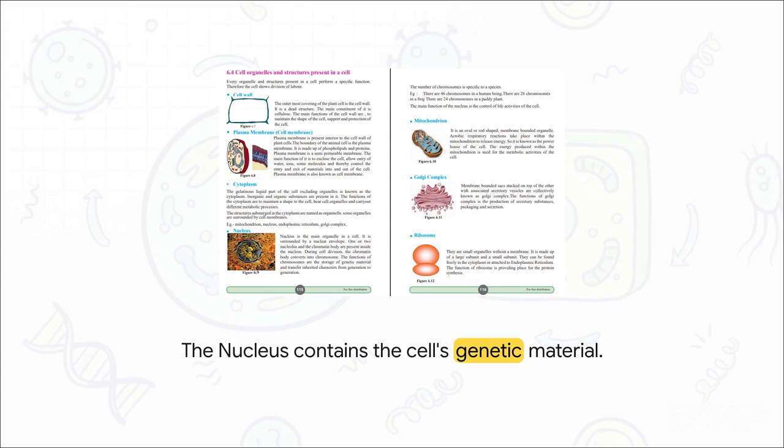This is the big boss, the command center, the city hall of the cell. It holds all the genetic material, the DNA, which is the master blueprint for everything the cell is and everything it does. The nucleus reads the blueprints and sends out the orders for everything from growing to reproducing.